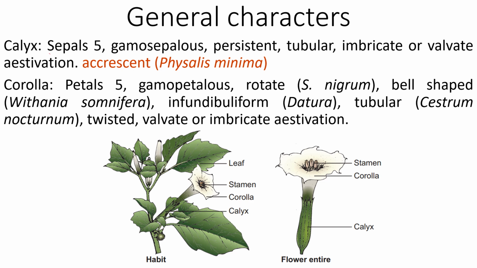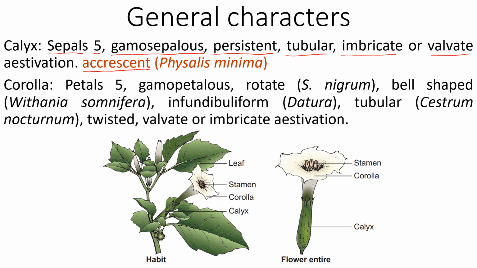Calyx, the member of calyx is sepal, which are five in number. It is fused, so that we call gamosepalous. It is persistent. Shape is tubular or infundibuliform. Various shapes can be seen. Estivations are also of different types. It may be imbricate or valvate type of estivation, and it is accrescent, which means it grows along with the size of fruit.